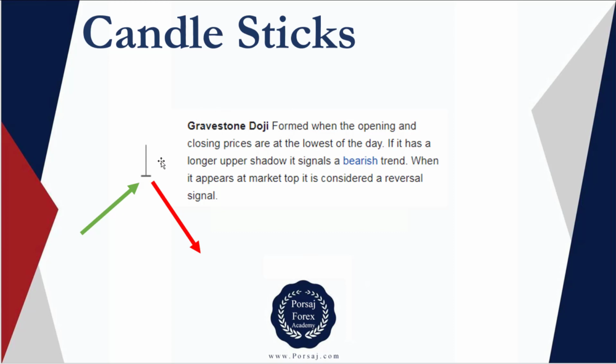A gravestone doji is a specific type of doji candlestick pattern that is characterized by a small body, a long upper shadow, and little to no lower shadow. It resembles an upside-down T shape, with the long upper shadow extending above the body. The gravestone doji is often considered a bearish reversal pattern and can provide insights into potential shifts in market sentiment.